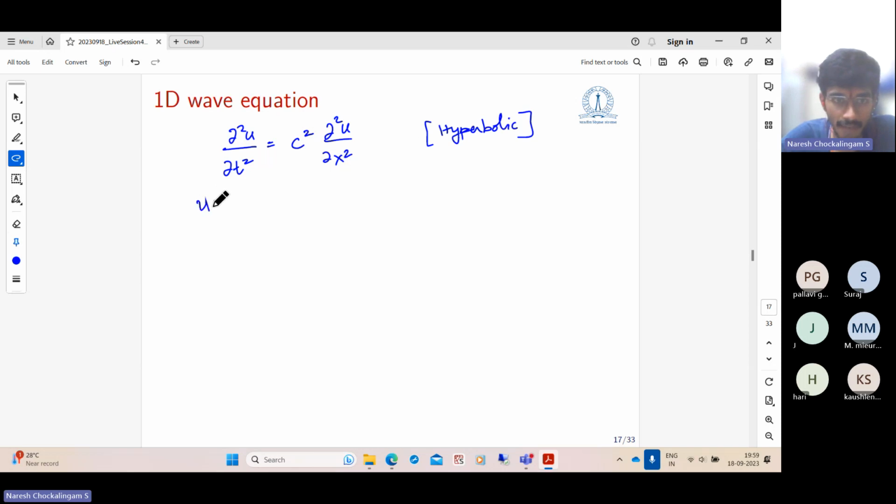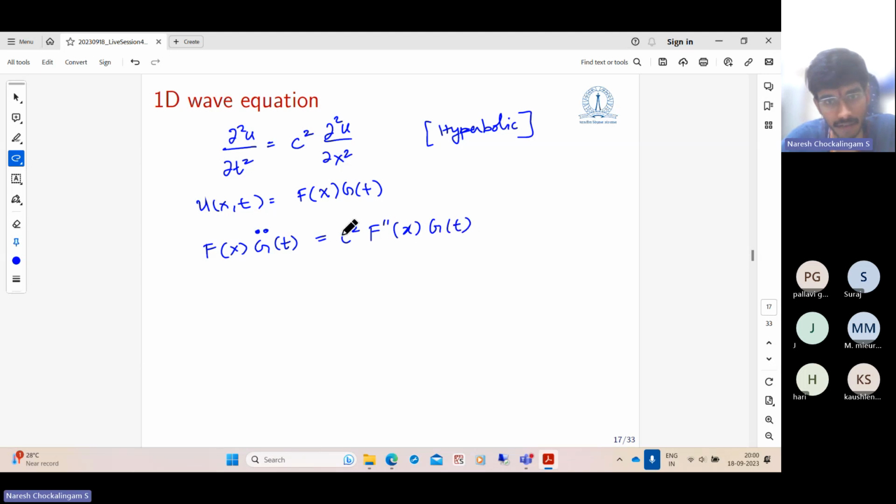But the trick is still the same. You assume u of x comma t as f of x, g of t. Treat f as constant while taking time derivatives, and treat g as constant while taking space derivatives, x derivatives. So you get f of x, g double dot. Double dot means second derivative with respect to time, is equal to c square f double dash of x, g of t. Rearrange, you get g double dot of t by c square g of t is equal to f double dash of x by f of x.